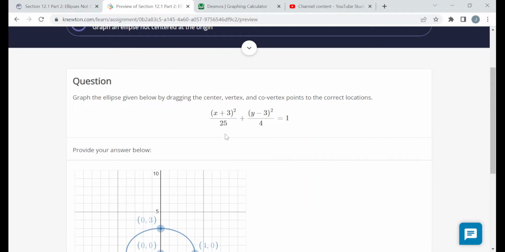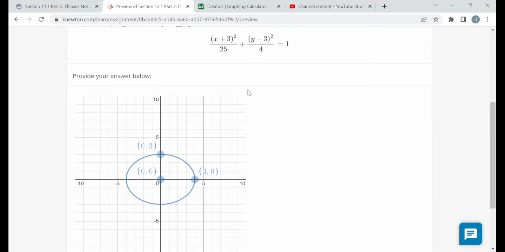Alright, so x plus 3 squared over 25 plus y minus 3 squared over 4 equals 1. The x coordinate of the center will be -3. The y coordinate of the center will be +3. So I move the center till it's at -3, 3. The major axis is going to be horizontal here because the larger denominator is under the x, and that's 25, which is 5 squared. Alright, so to the right of the center, I need to go 5 units, which would be at 2, 3. That's 5 units to the right of -3, 3.